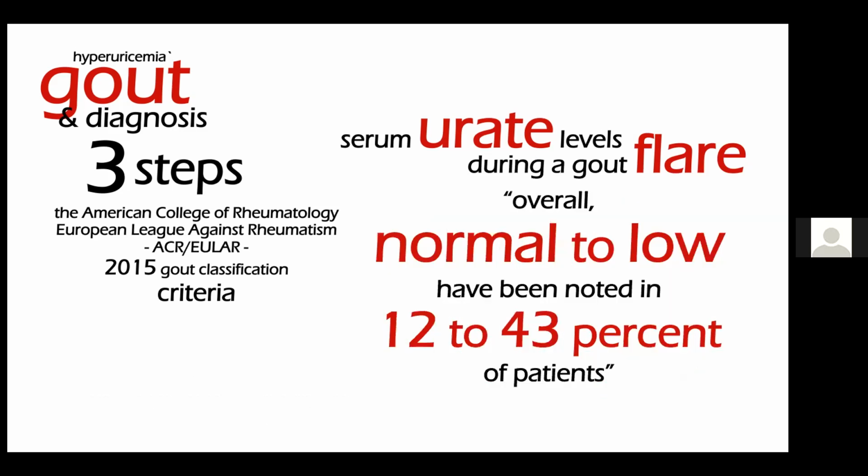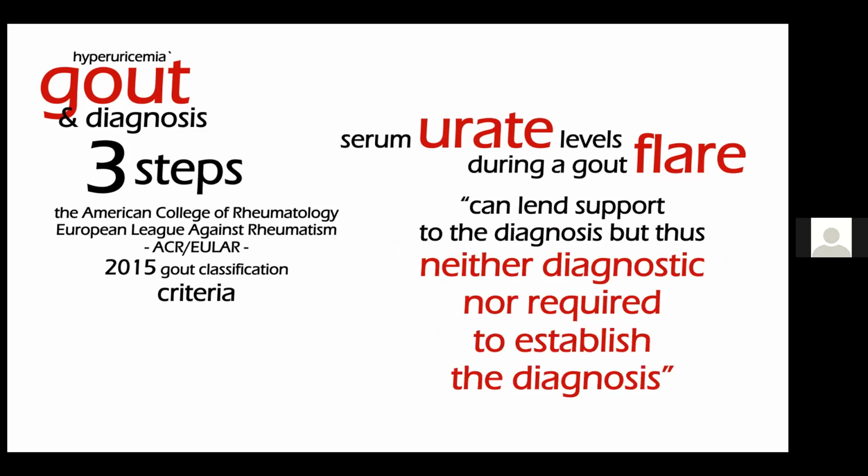Why it is not easy to interpret is that 12 to 43% of patients that are going through a flare of gout, that have gout, might have normal to low level of serum uric acid. So we need to be mindful of this fact so that we don't misdiagnose the patient or miss the diagnosis of gout just because blood was taken during a flare or just a few days following the flare.